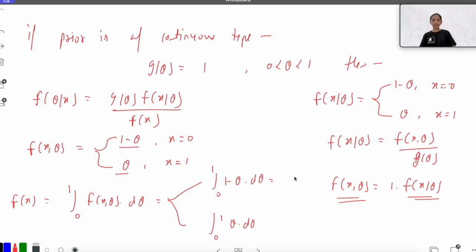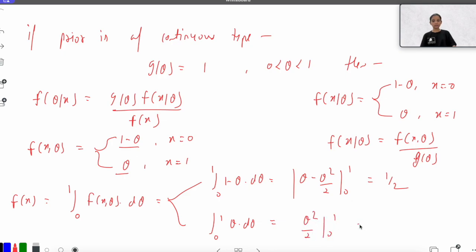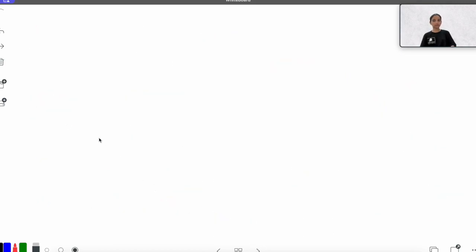While integrating this, we will be getting theta minus theta square by 2, from 0 to 1, and that comes out to be 1 by 2. And here we will have theta square by 2, from 0 to 1, which also comes out to be 1 by 2. The first is for x equals 0 and the second is for x equal to 1. This is the marginal we are getting. So based on this marginal we can find the posterior, f of theta given x. Let's give it a shot.